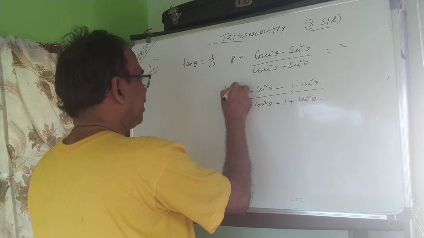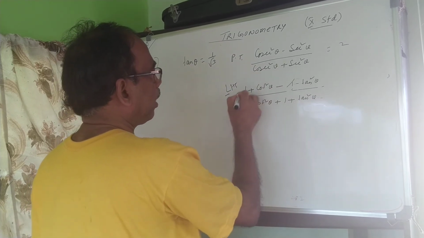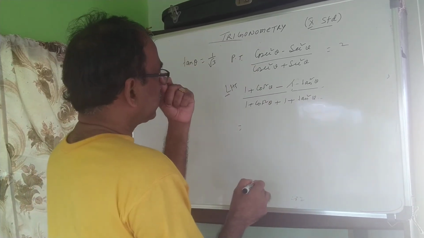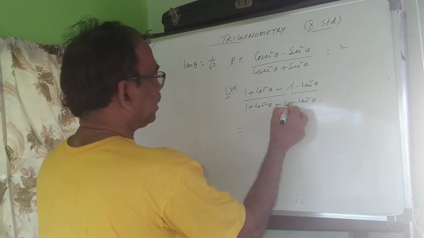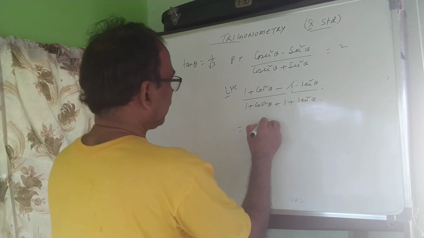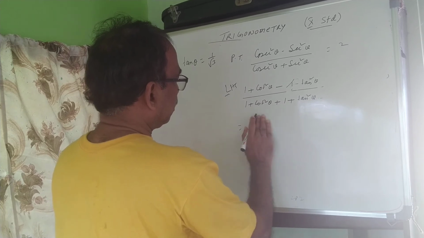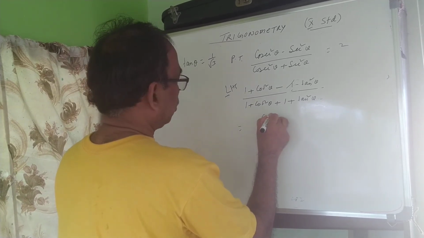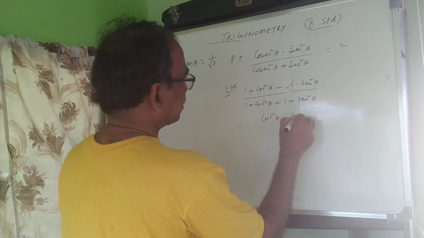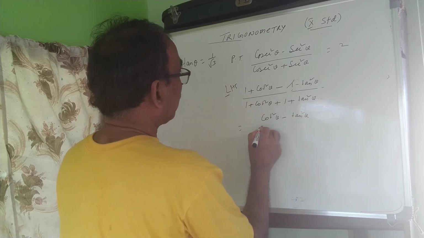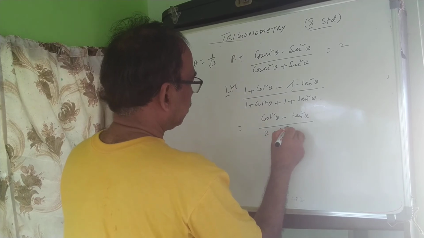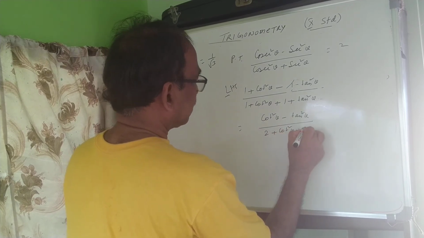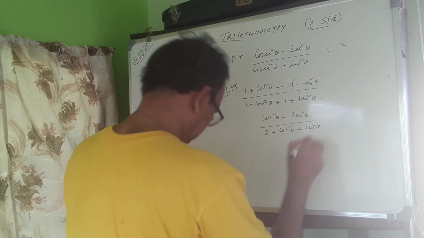This is LHS. 1 cancels. Cot square theta minus tan square theta over 2 plus cot square theta plus tan square theta.